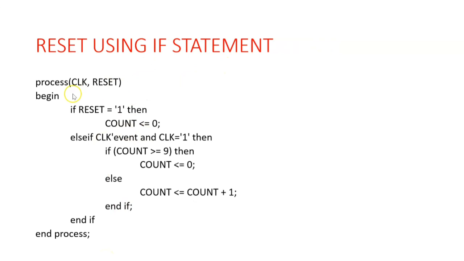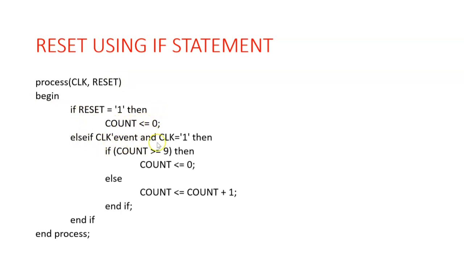Next, reset using if statement. Okay, so how to perform the reset using an if statement? Let us see. You are going to define a process. There are two sensitivity list signals. One is the clock signal, next is the reset signal. Begin. If reset is equal to 1, then count is equal to 0.